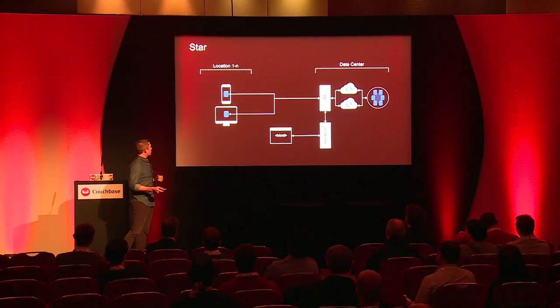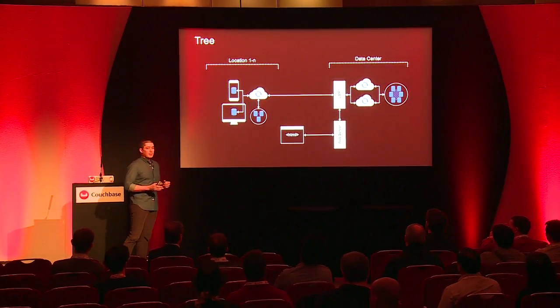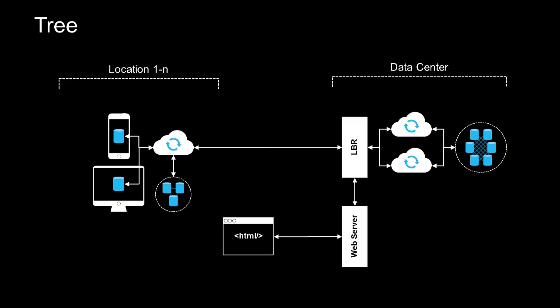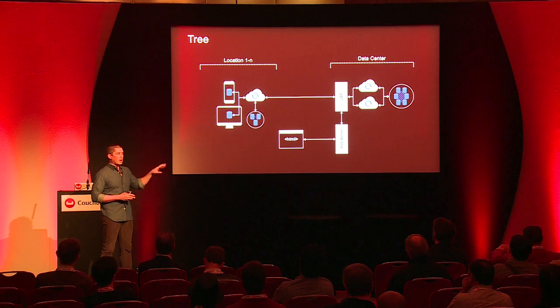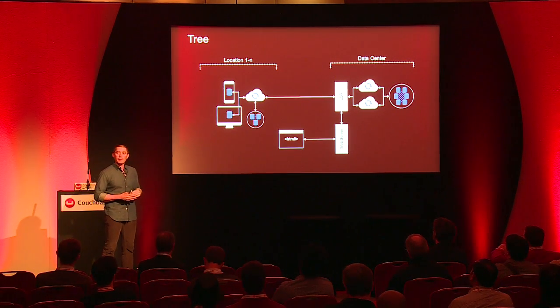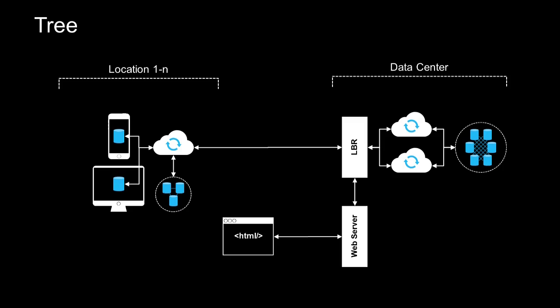Okay, so moving on from star, our next most popular topology is tree. And with a tree topology, the data center topology is the same. So you have a Couchbase server cluster, some sync gateway instances, front-ended by a load balancer. Optionally, you have a web server on top of that for your web apps. But on the location side, it's a bit different. So here we have an additional sync gateway deployed in an additional location other than your global data center. And we have a small persistent store in the form of a Couchbase server cluster alongside that sync gateway node.